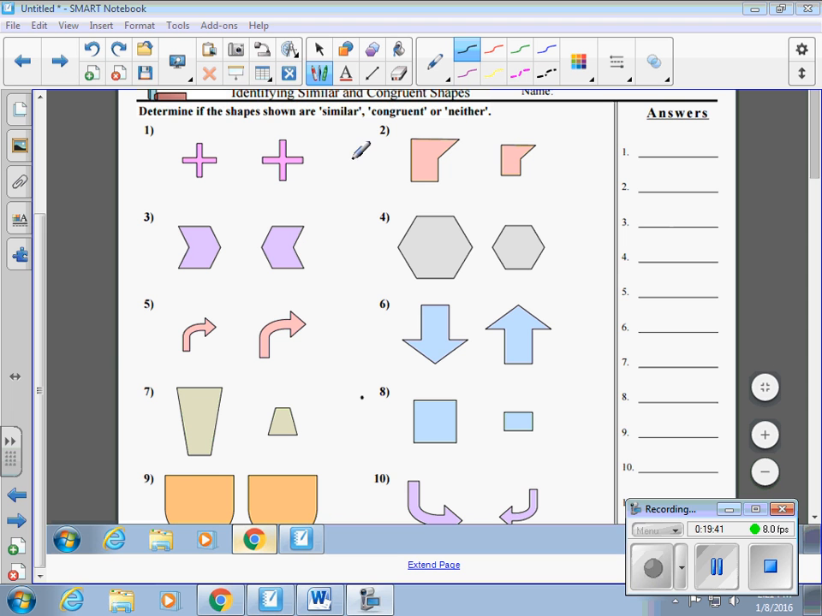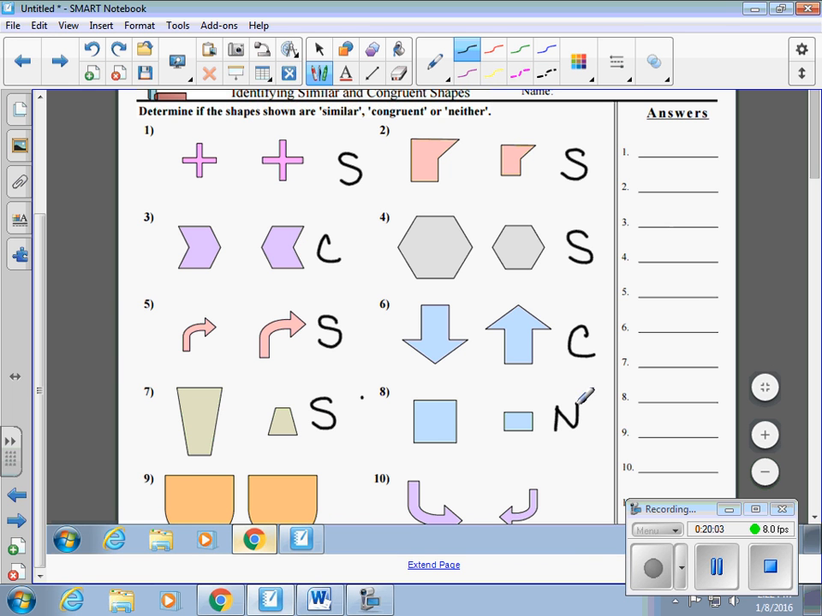All right, number 1. Similar, congruent, or neither? Similar. This one looks to be a little bit bigger than that one. What about this one? Similar. 3, congruent. 4, 5, similar. 6, 7, 8, neither, because this looks like a square, and then this made me think of a rectangle. Okay. This one, 9, congruent. 10, similar.